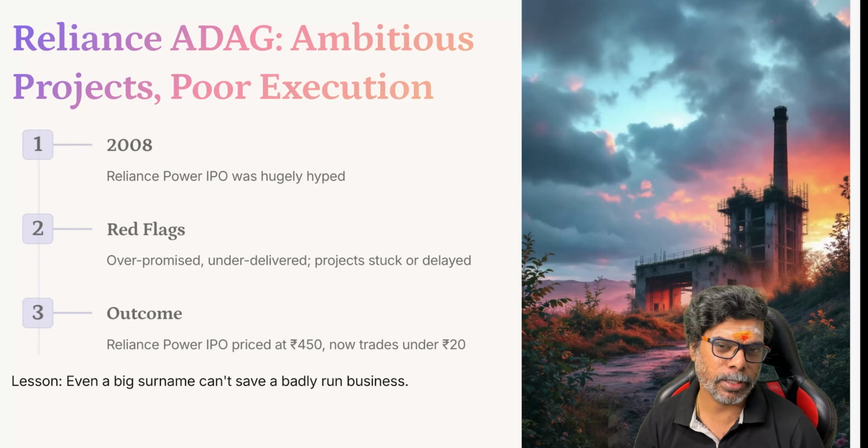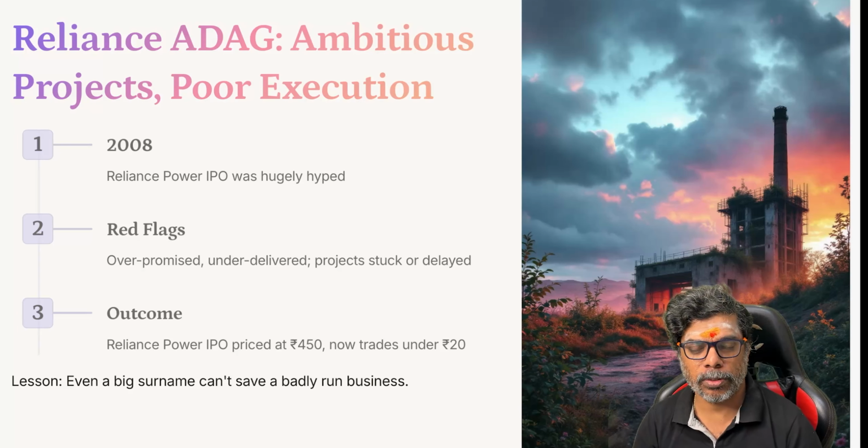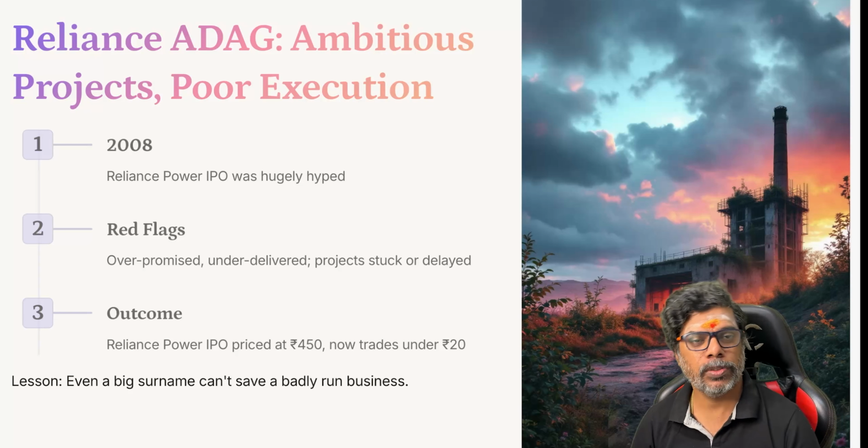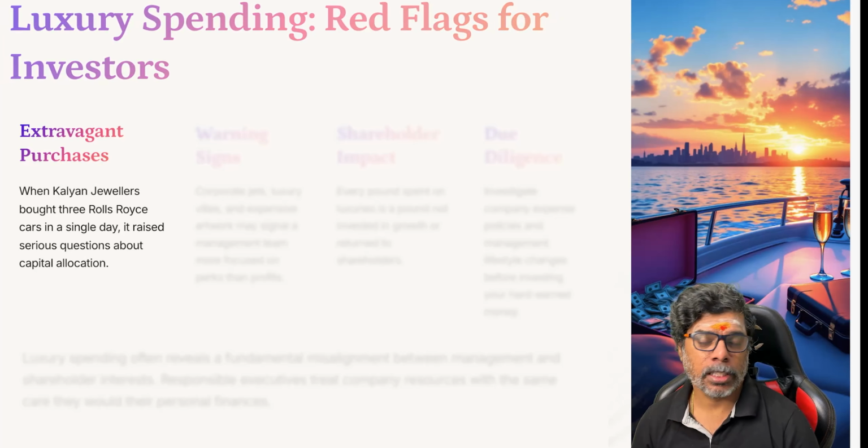So that's why we have to keep a tab on the news: what they are doing, what activities they are doing, what they are buying, what they are selling. All those things we have to track. So news is the first thing for us. The biggest example is Kalyan Jewelers.